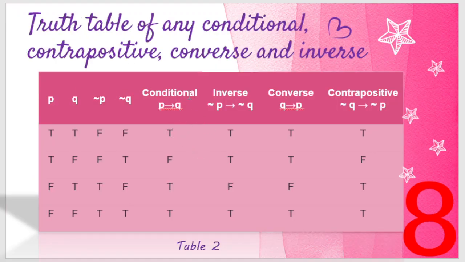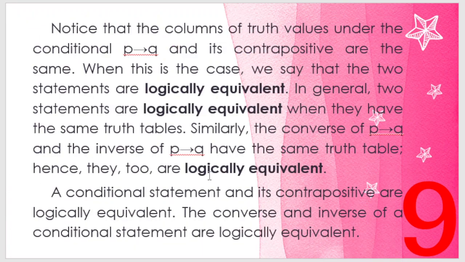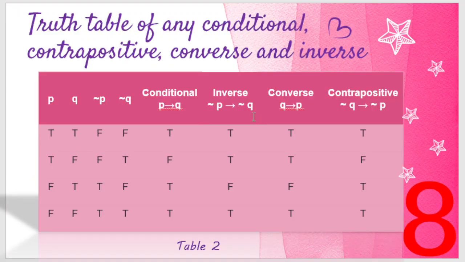So the truth value of our conditional is true, false, true. And also for the contrapositive, we have here true, false, true. Therefore, conditional and contrapositive are logically equivalent. Same goes with inverse and converse. The truth value of the inverse is true, false, true. For the converse, we have here true, false, true. Since they have the same truth value, therefore, they are logically equivalent. Alright? So, we're done with conditional.